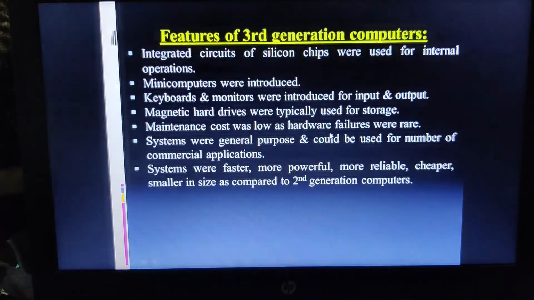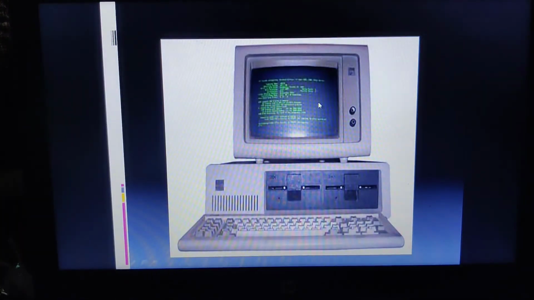And these third generation systems were general purpose, and they could be used for a number of commercial purposes. Exactly from the third generation onwards, computers were used for commercial purposes, meaning they started being used for business. And therefore the systems were much faster, more powerful, more reliable, cheaper, and smaller in size compared to the second generation computer system.